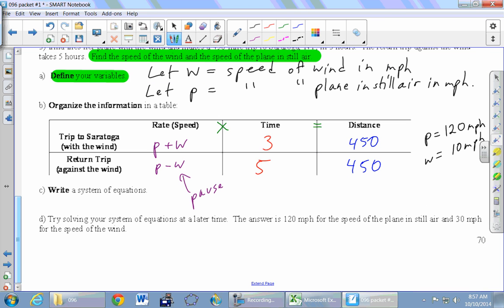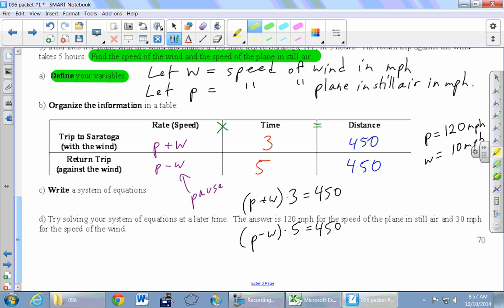So writing our two equations is pretty straightforward. Rate times time is distance. P plus W, notice we got to put parentheses in here, times 3 is equal to 450. And then in the second row, multiplying the first two columns, P minus W times 5 is also 450. Questions on getting the two equations? Okay, again, I don't want us to spend time right now solving, but if you solve later, you can check your work or the answers.